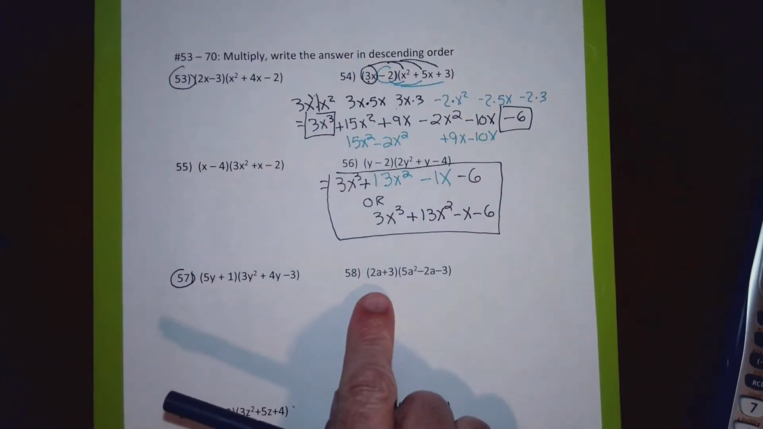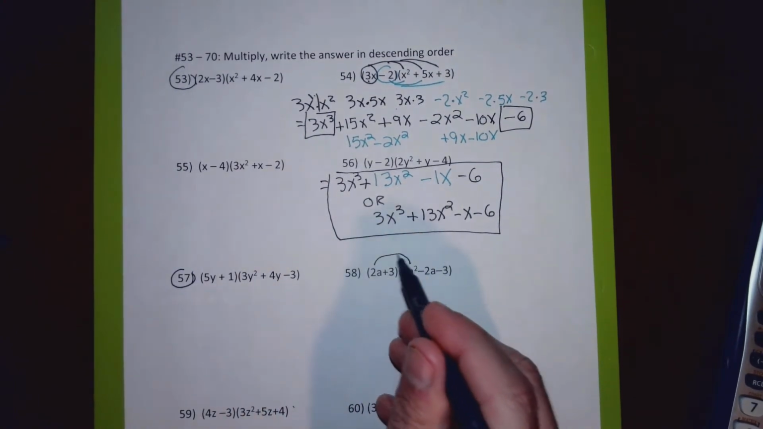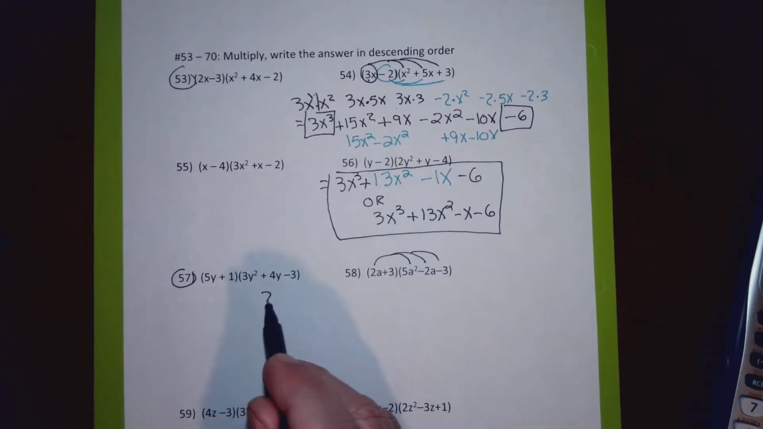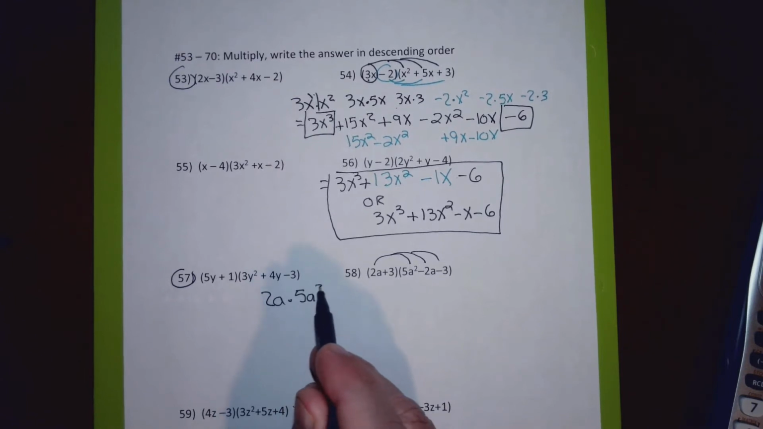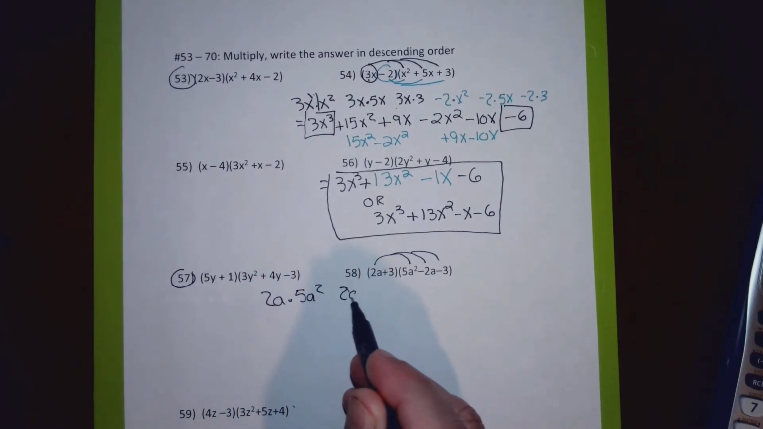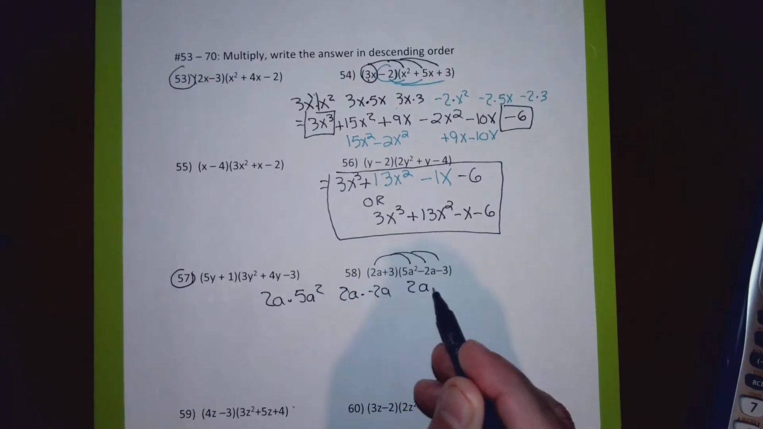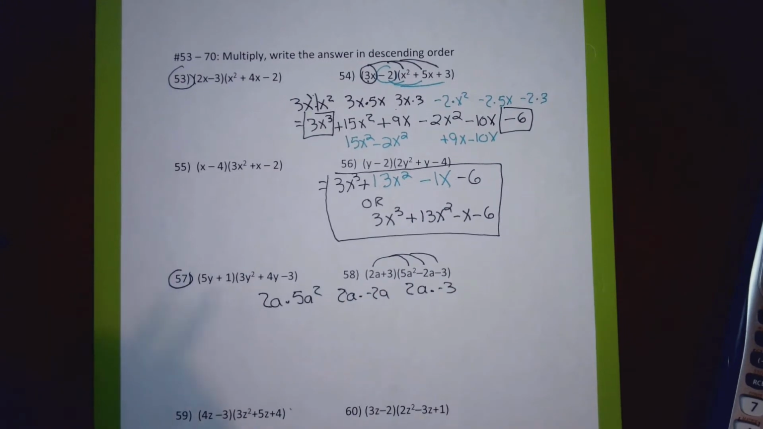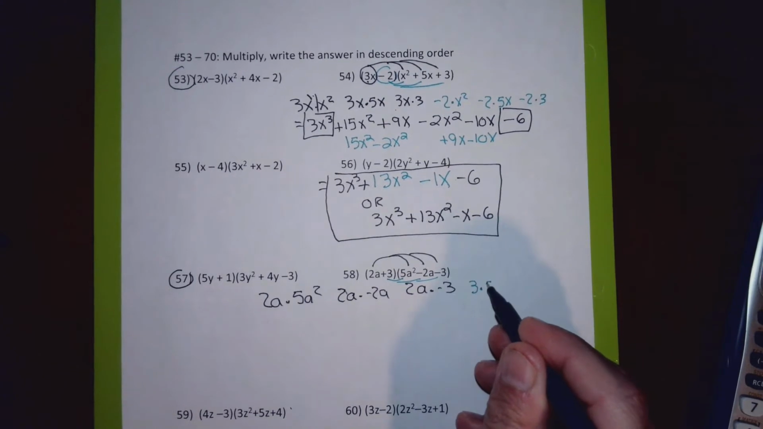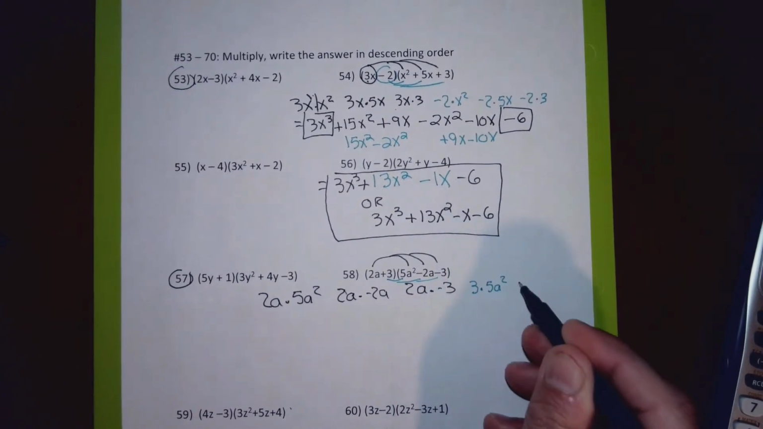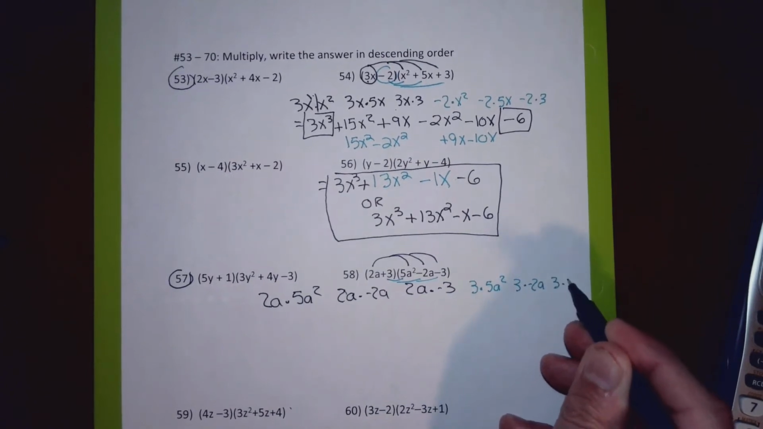I'm going to move on and do 58. You can do 57. I'm going to start with the 2a in the left parentheses. I'm going to multiply 2a times 5a squared. I'm going to multiply 2a times negative 2a. Multiply 2a times minus 3. And then I'm going to start with the 3 and do 3 times 5a squared, 3 times minus 2a, and 3 times minus 3.